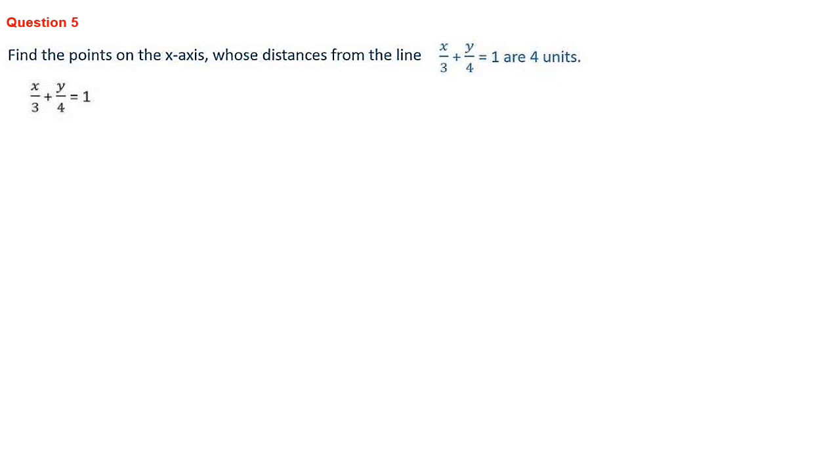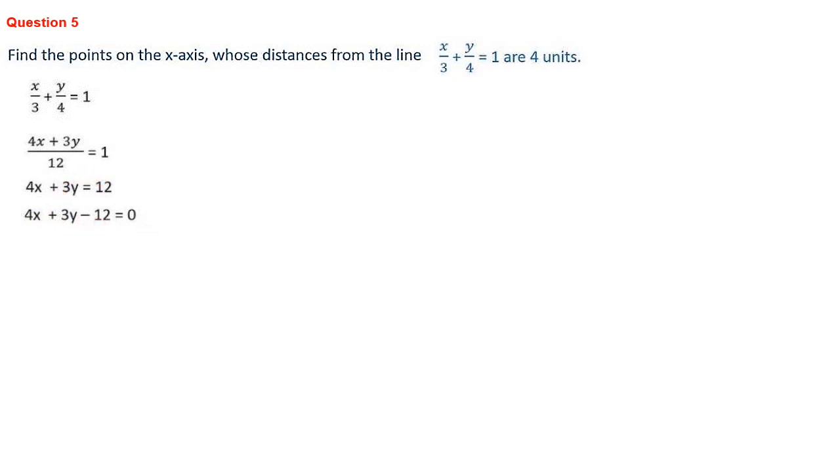For writing the distance we need a, b, c and all, but this is not a standard form. So let's take the LCM. The LCM of 4 and 3 is 12. Then here we have to multiply this way, that is 4 into x is 4x plus 3 into y is 3y is equal to 1. Cross multiply it: 4x plus 3y is equal to 12 into 1, which is 12. Then 4x plus 3y, this 12 we can bring to the left side, that comes as minus 12 is equal to 0.